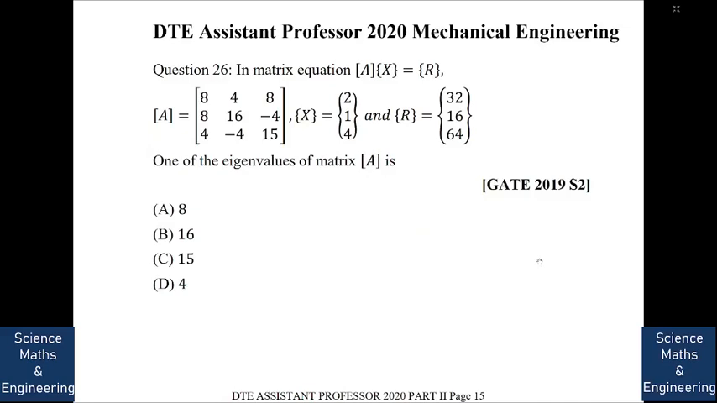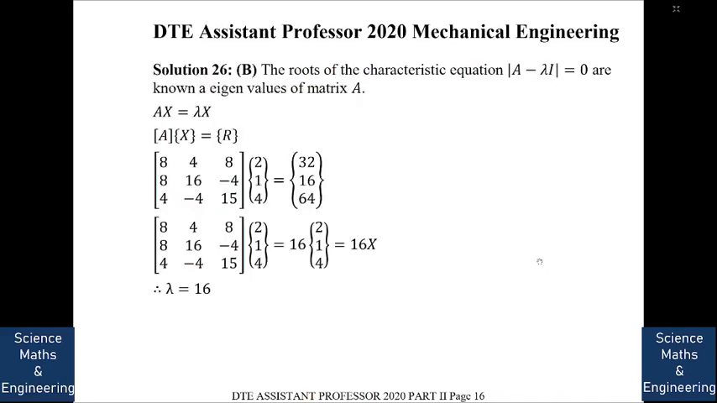So next question: in the matrix equation Ax equal to R, A is given, X is given, R is given. One of the eigenvalues of the matrix A is, so let us see. The roots of the characteristic equation A minus lambda I equal to 0 are known as the eigenvalues of the matrix A. So Ax equal to lambda x. Now we are given that Ax equal to R. From here, if we simplify, we get that Ax is equal to 16x. So that means lambda would be equal to 16. So one of the eigenvalues of the matrix is 16.